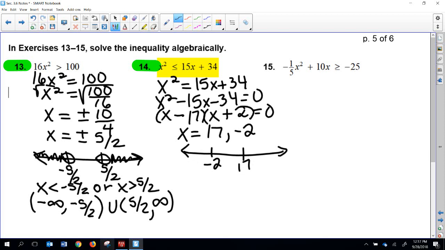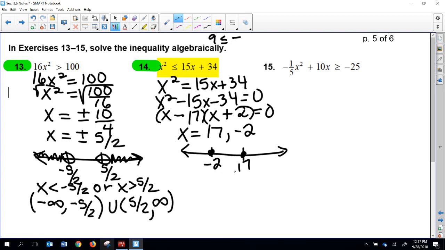So I'm allowed to be equal, so I use a closed dot to graph my solution set. I plug in a number like negative 3. Negative 3 squared is 9. Is 9 less than or equal to negative 45 plus 34? I'm plugging in negative 3. Is negative 45 plus 34 positive or negative? Negative. Is 9 going to be less than a negative number? No. So this region does not work.